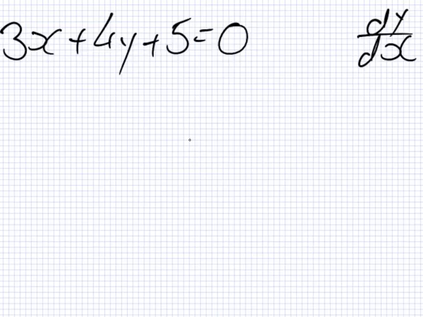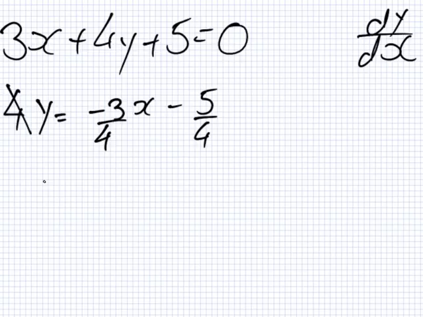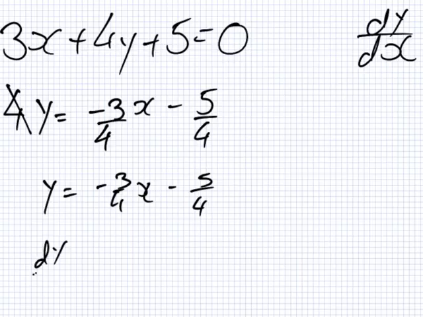You got this, yeah? So if we rearrange this, we get 4y equals minus 3x minus 5. I can divide by 4, and I get y equals minus 3 over 4 x minus 5 over 4. So what's the derivative here? Minus 3 over 4, because this is like a 1 here. And 5 over 4 is constant.